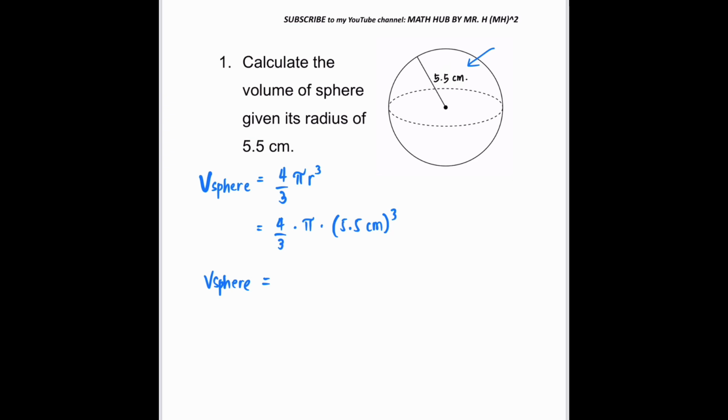The second tip is there are cases when you will be asked to use 3.14 for pi. Others give 22 over 7 for pi. And if there's nothing mentioned in the question, which value of pi you would need to use in calculating the volume, then you just use the pi itself on the calculator.